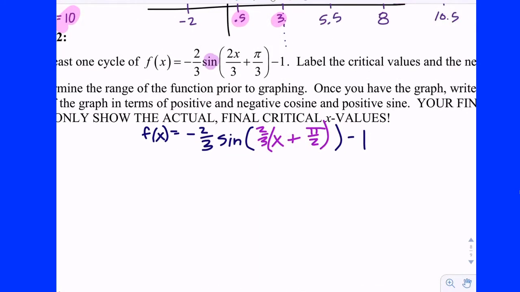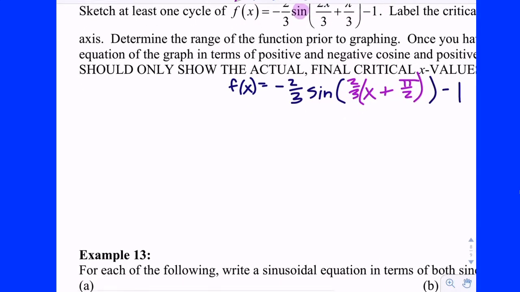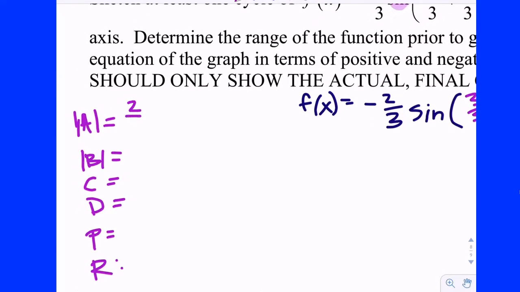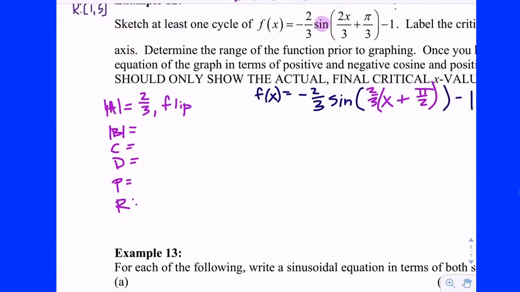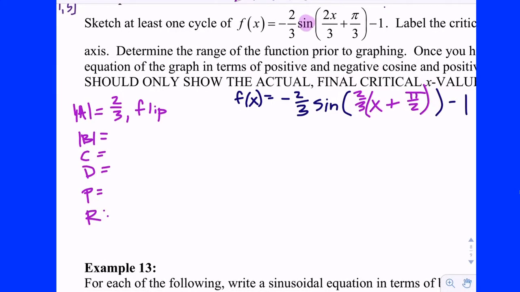Very good. So now that we have that, we can kind of come over here, get our stage notes, the absolute value of A, the absolute value of B, C, D, P, and then R. We get all that going down there so that we can help ourselves sketch the graph. All right, what is the amplitude? 2/3. Now, because it's negative, what notes should we put to ourselves? Flip. Good. How many cycles are we going to see between 0 and 2 pi? 2/3. Also good. That's your B value.